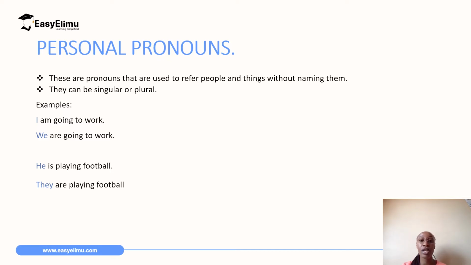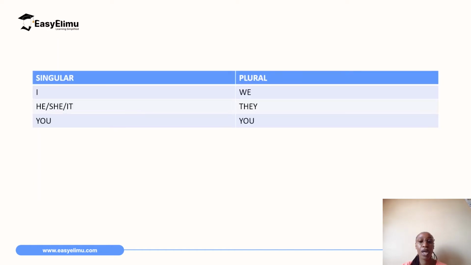Or in the plural, we are going to work. You can also say, he is playing football. He is a personal pronoun. It is talking about a person. They are playing football. That is the plural when you're talking about more than one person. So this table here shows us the singular form and plural form of these pronouns.